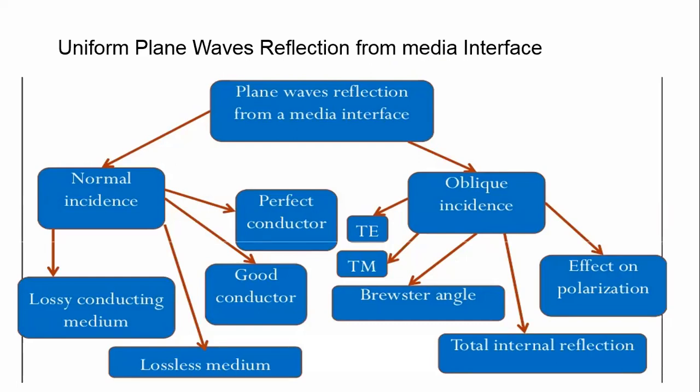In this way, see how that is classified. In short, plane wave reflection from a media interface can be classified into two things: one is the normal incidence, and the other is the oblique incidence. The normal incidence is if the medium is a lossy conductor, a good conductor, or a perfect conductor. We have already gone through the uniform plane wave in the EFT, electromagnetic field theory subject, last unit number 6. In that we saw what conditions apply to each medium.